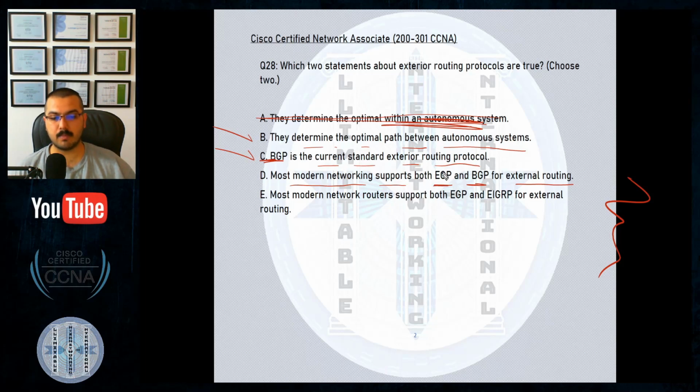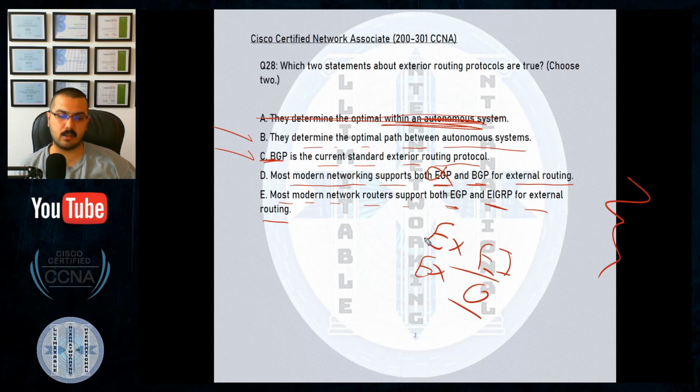EGP means the ancestor of BGP, which has been totally deleted. Okay. Most modern network routers support both EGP and EIGRP for external routing. Partially that's correct. That's not a mistake, because there is something called external EIGRP and there is something called external OSPF. Yeah, there is such a thing. We can sometimes use them for external routing between autonomous systems, yes, and for redistribution also, but that's not best practice nor preferred. But I'm sorry, the option says EGP and EIGRP. No, if it was BGP and EIGRP, it would be correct.